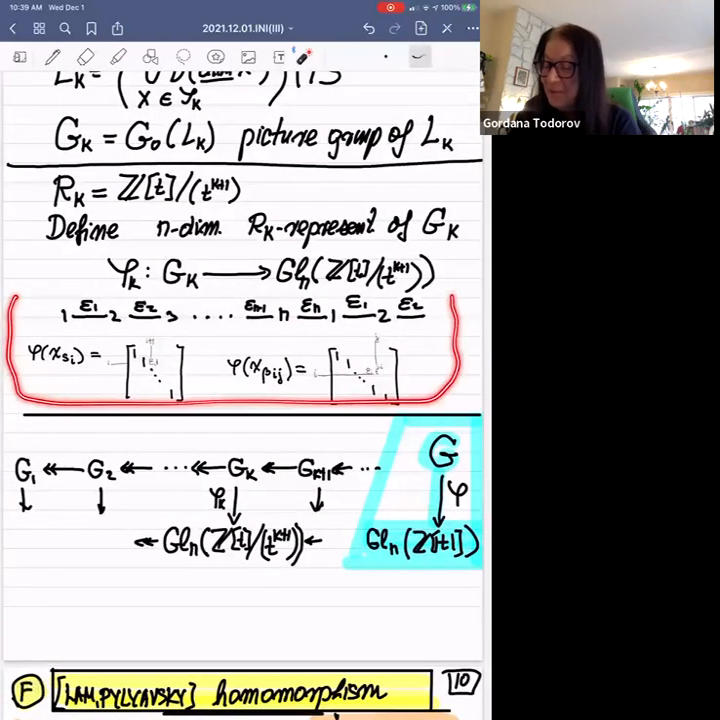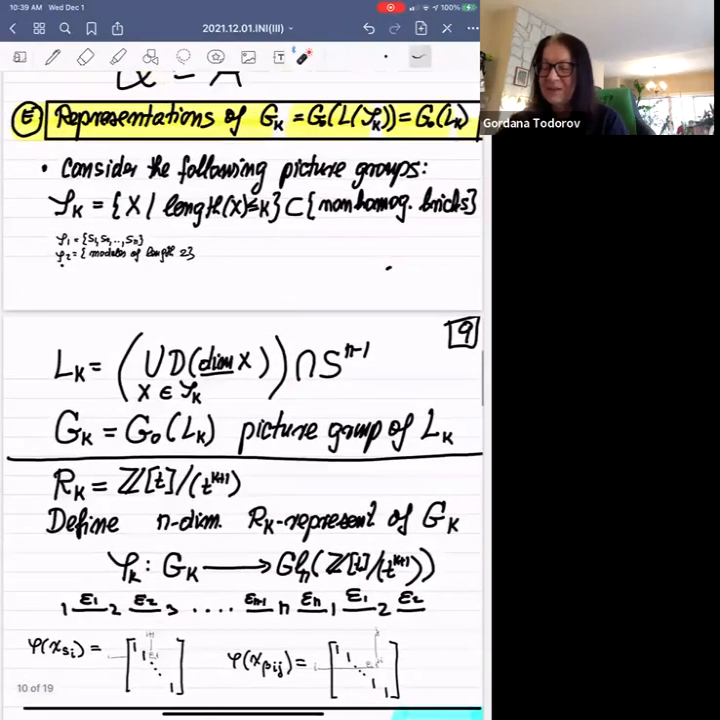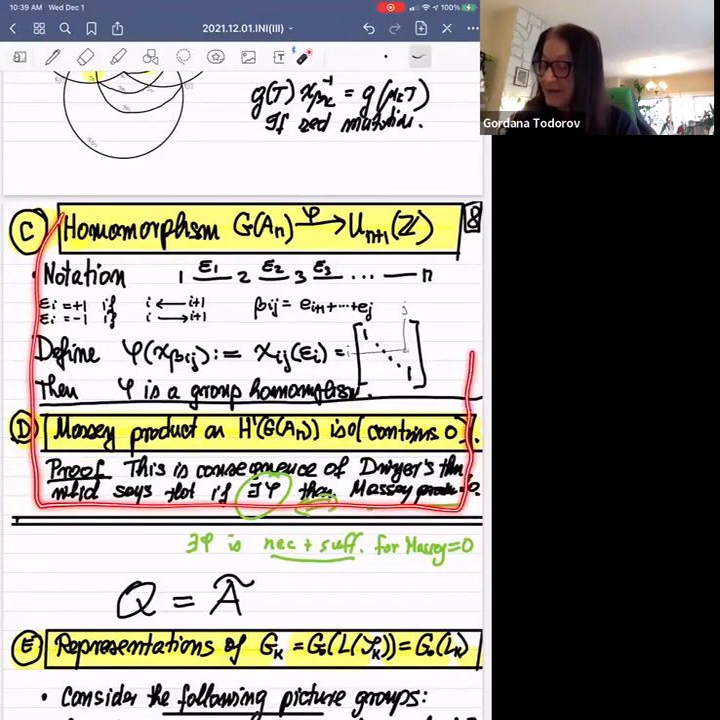Okay, so I talked about representations just quickly. I talked about the homomorphism of the picture group for AN to the unipotent group because I wanted to talk about Massey products being 0.